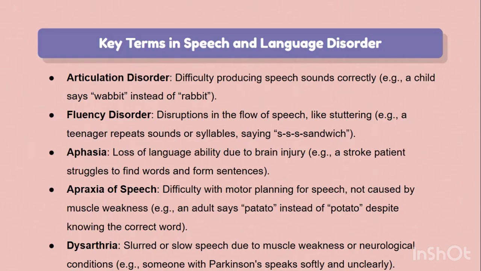Dysarthria: slurred or slow speech due to muscle weakness or a neurological condition. For example, someone with Parkinson's speaks softly and unclearly. So for example, if you have a friend and whenever you're talking to that friend, he or she is always talking softly, that is also a cause of speech and language disorder.